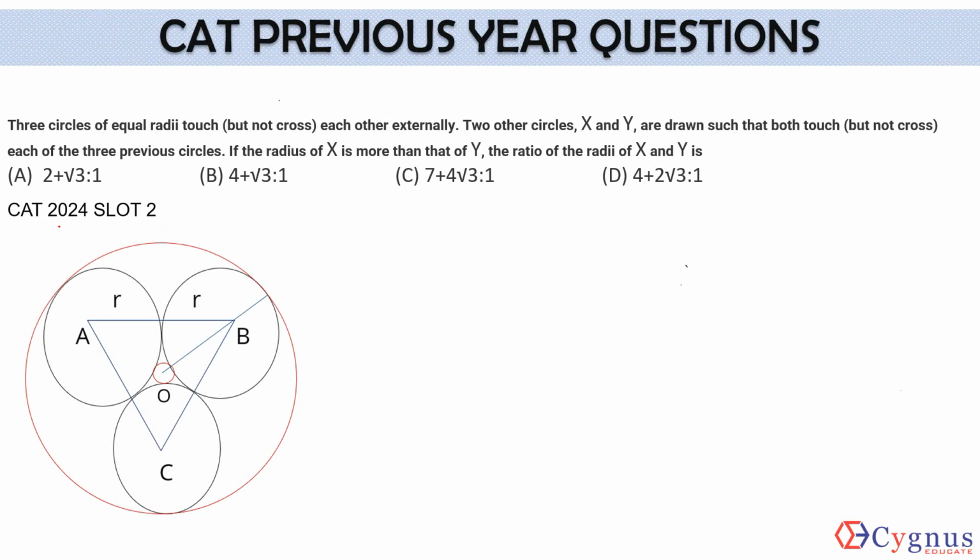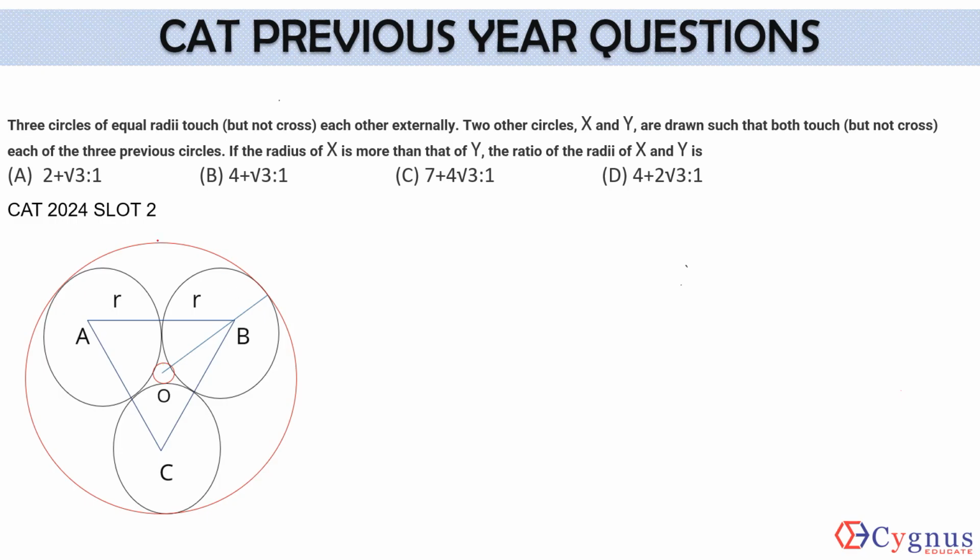Okay. So question of CAT 2024 slot 2. Three circles of equal radii. So let's say there's a first circle, there's a second one, there's a third one. They touch each other externally. Two other circles, X and Y, are drawn such that both touch. So he's talking about these red circles.